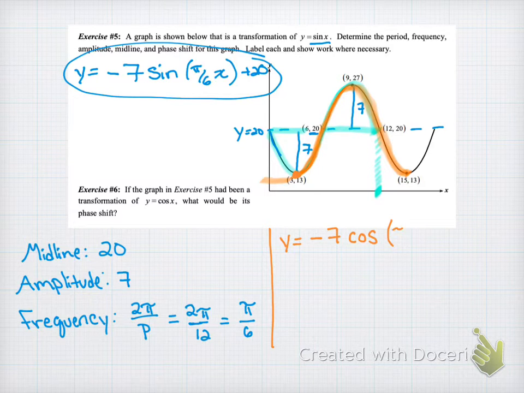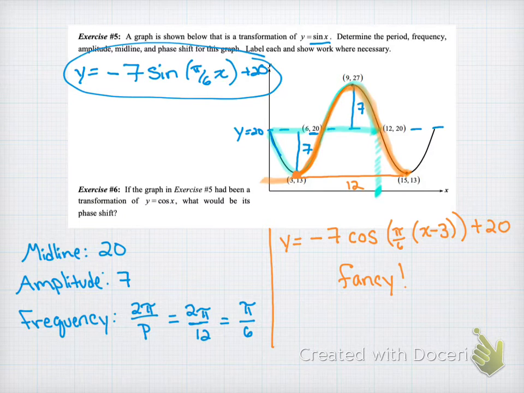My frequency is the same. It's still 12 units from where I started to where I ended one cycle. This is a length of 12. So my frequency is still pi over 6. But now I'm not starting at the origin. I'm starting 3 units to the right. So I'm going to take this and shift it 3 units to the right. And then I still have a midline of plus 20. Okay? So this is the same curve, just written with a cosine function instead of a sine function. This is some fancy pants stuff.